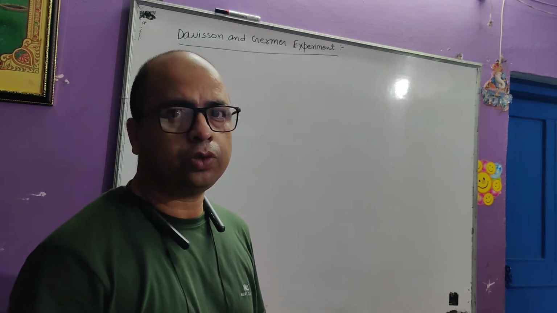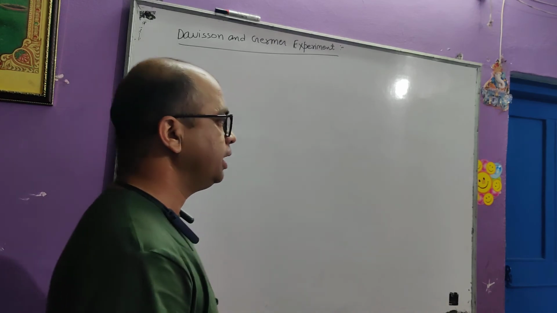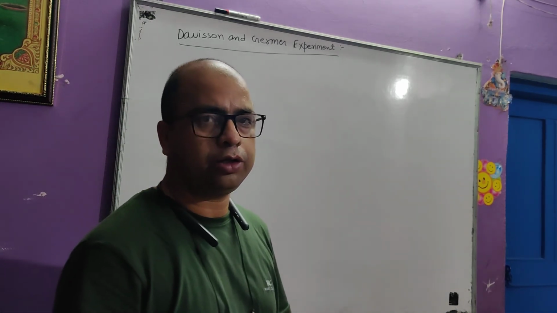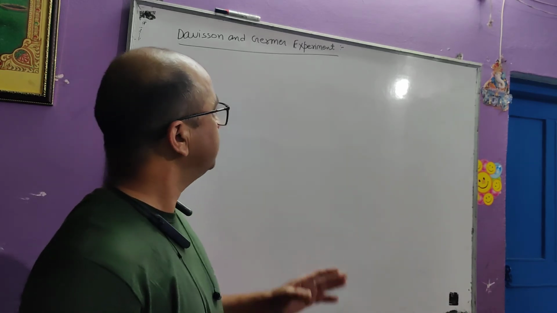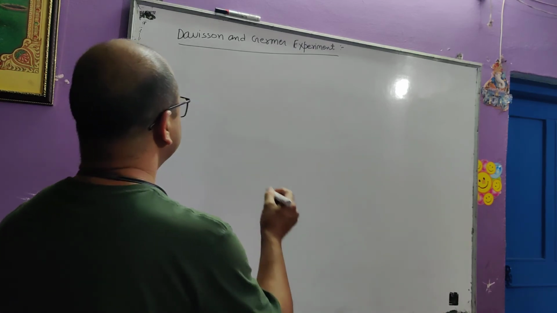The de Broglie hypothesis was that a particle has a dual nature, matter as well as wave. And Davisson and Germer experimentally proved that the electron has a dual nature. Now I am going to draw the experimental setup of the Davisson and Germer experiment.